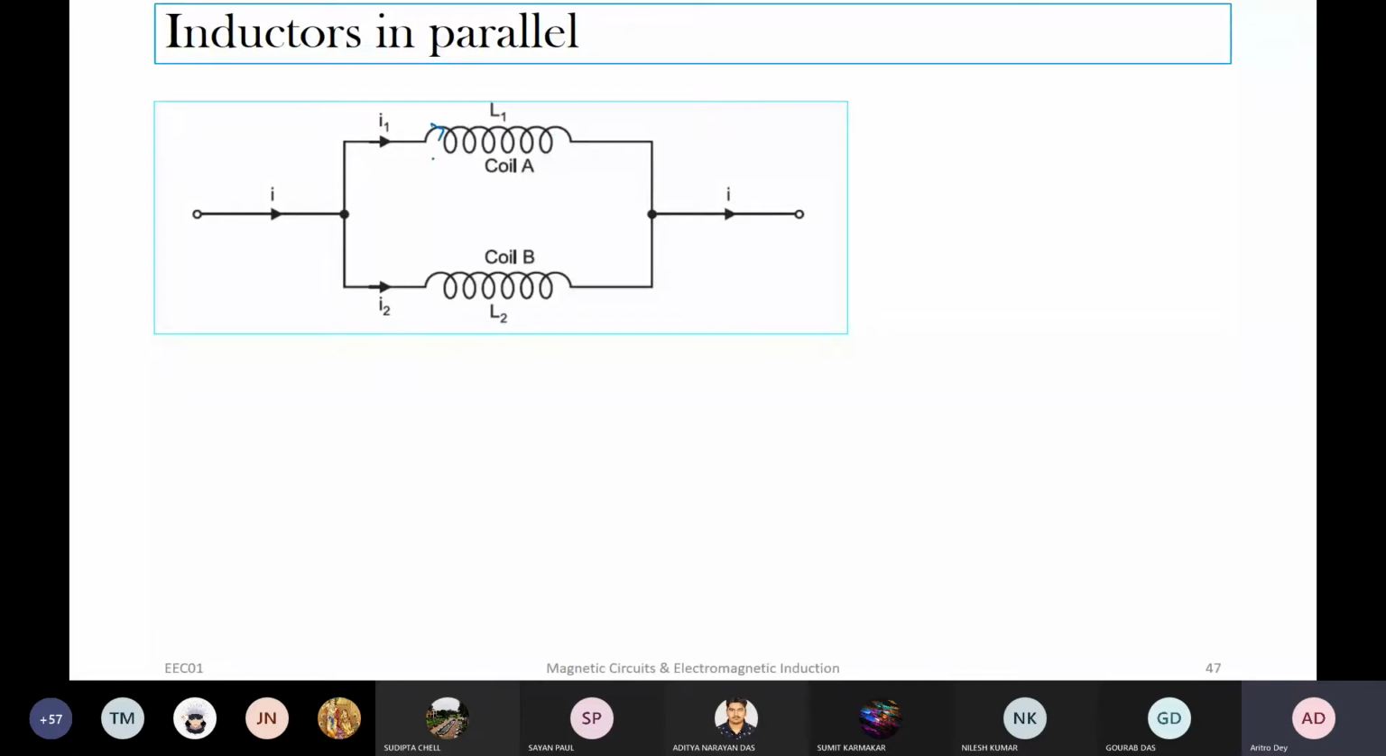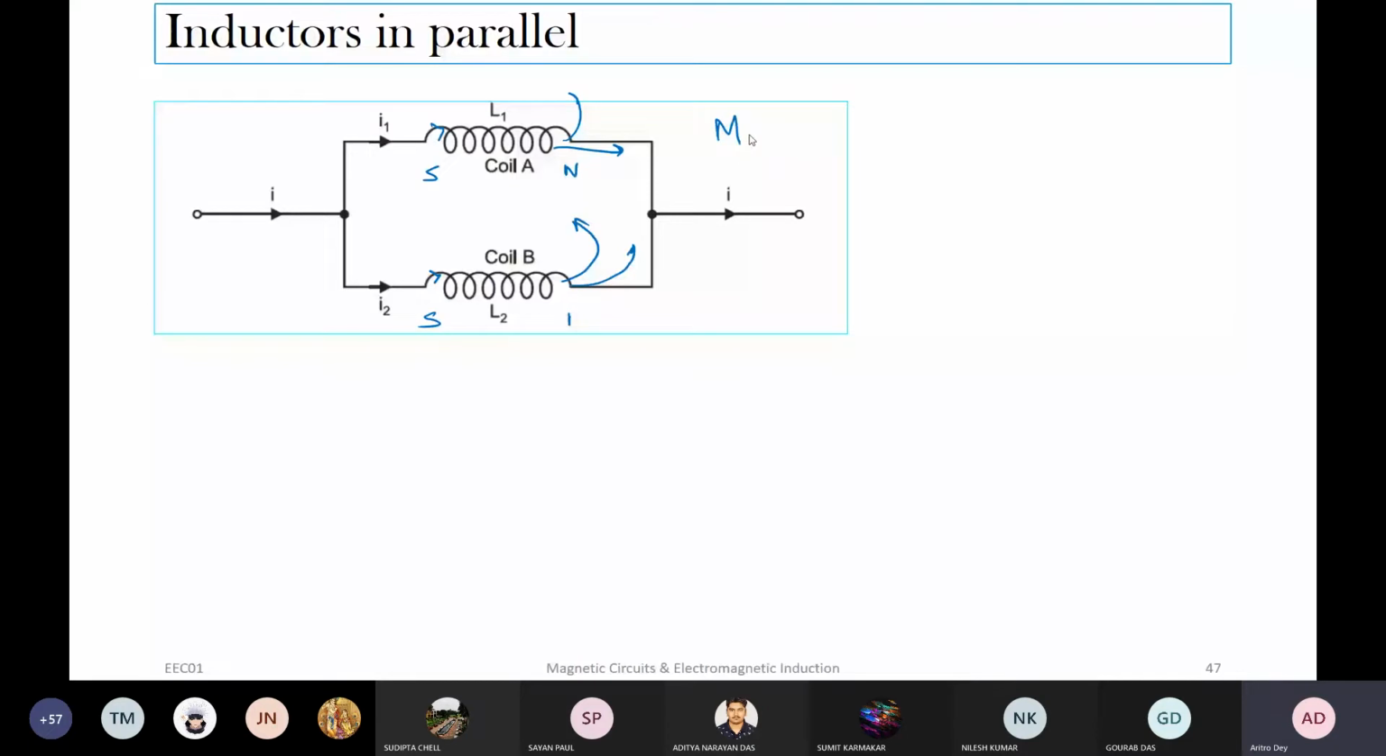Here we can see this is clockwise. Here also it is clockwise. So here it is north pole and south pole. So flux line is produced here, and here also flux line will be produced like this. So they are opposing one another. So we'll take M, which is minus.